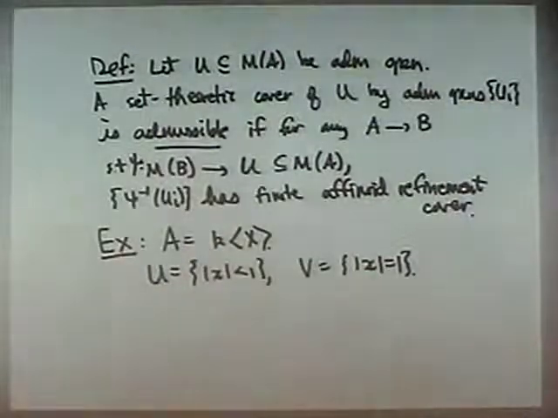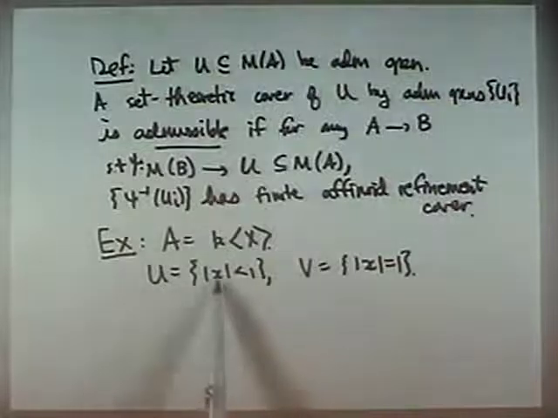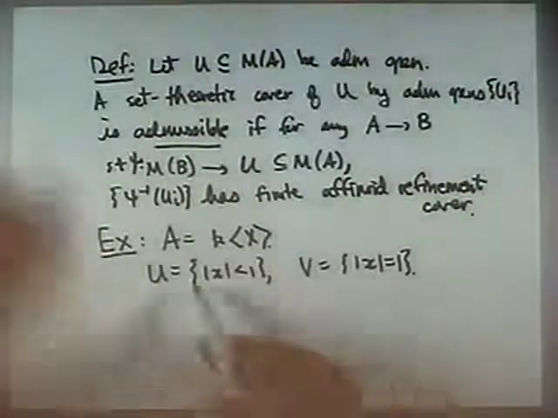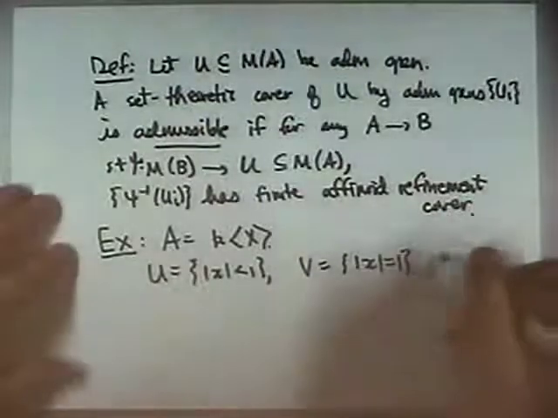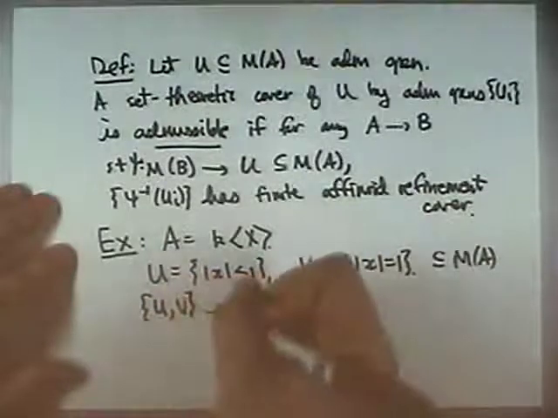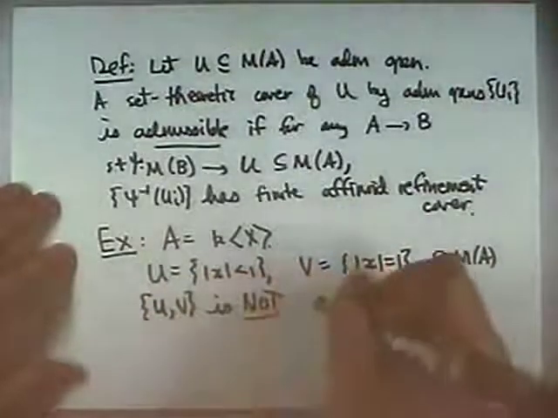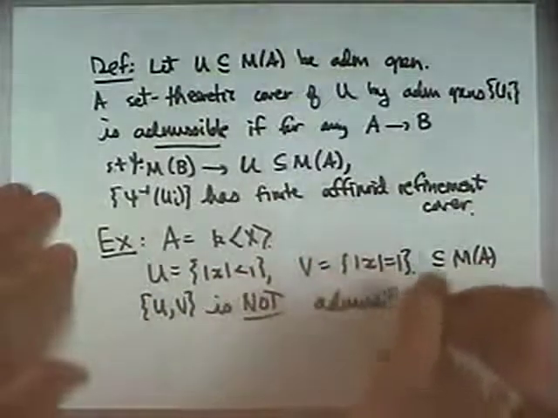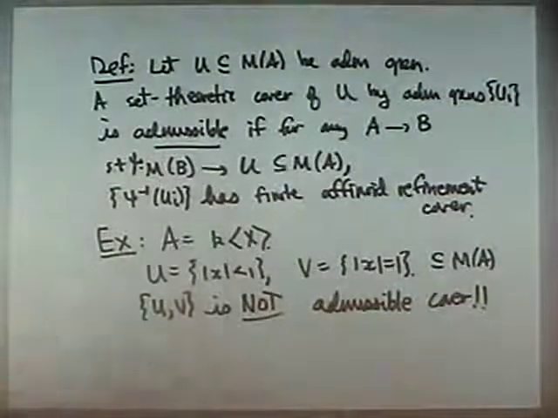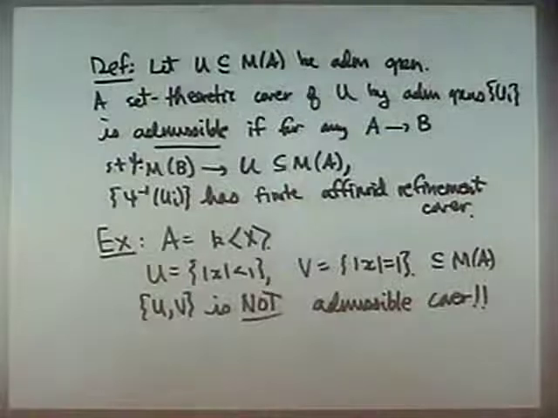Okay? So I look at the so-called open unit disk, and the boundary, so to speak. This is a set theoretic covering of M(A). This is all happening inside M(A). And the point is that this is not an admissible cover. So this is an exercise in the notes. That, in some sense, suggests we're really going to get around this total disconnectedness problem. Okay? So we're going to restrict the class of open sets. We're going to restrict the class of open covers.